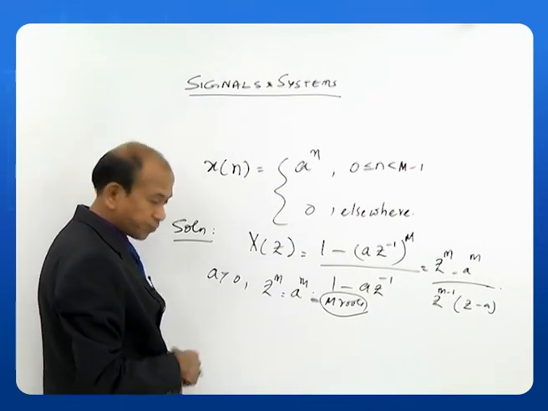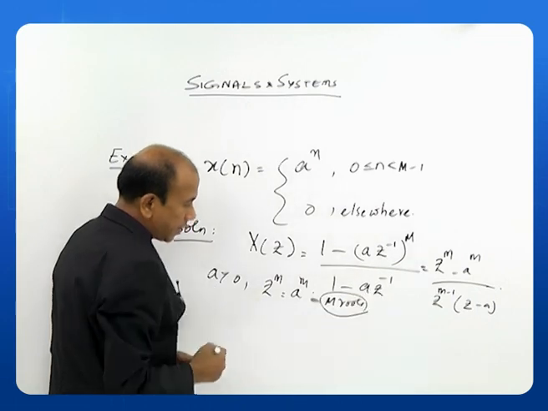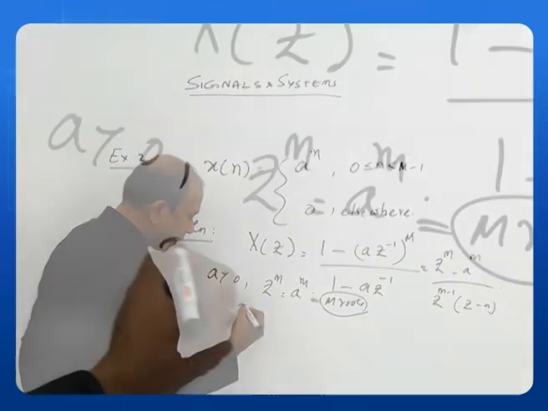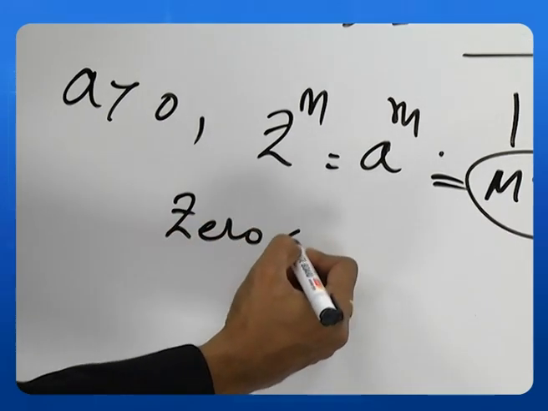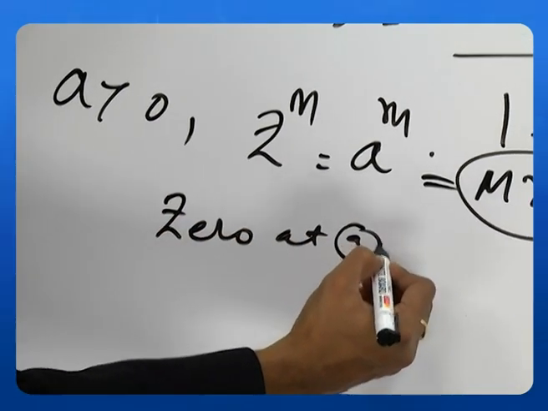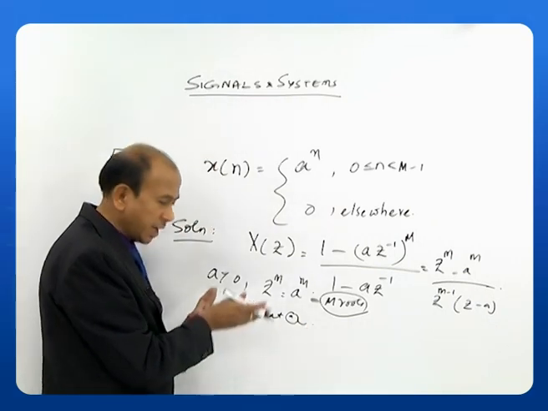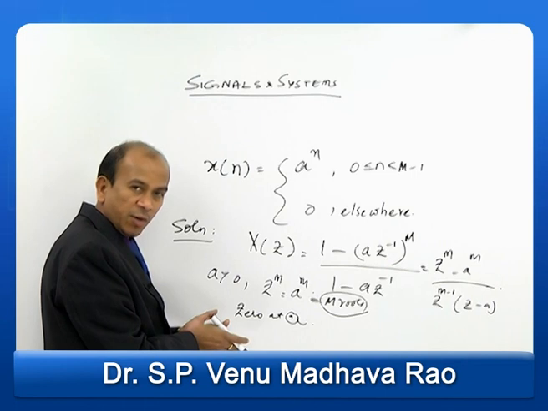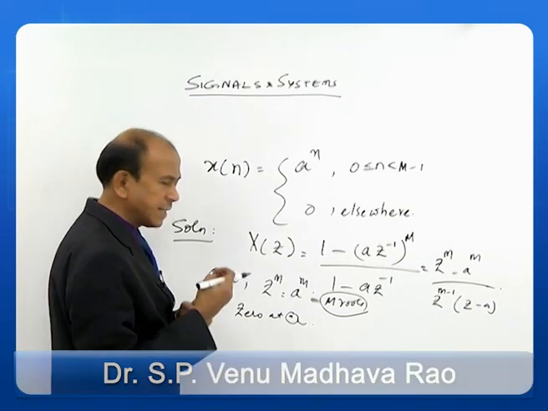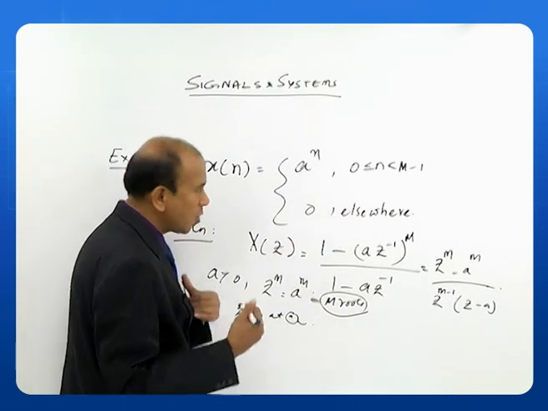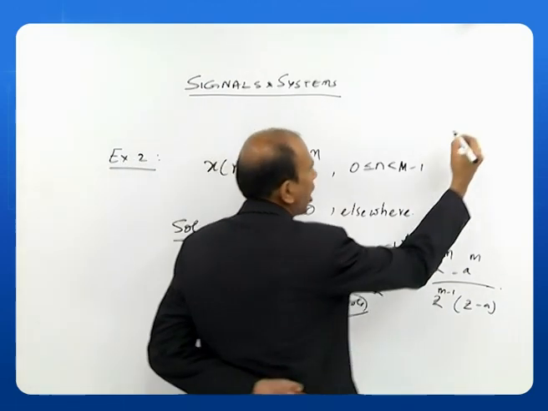And also we have a cancellation. We have a zero at a, which cancels the pole at a. You can see this from the equation. Now let us take a certain value of m. Let us say m is equal to 8, because we do not know the number. For m equal to 8, let us draw the figure. How does it look?